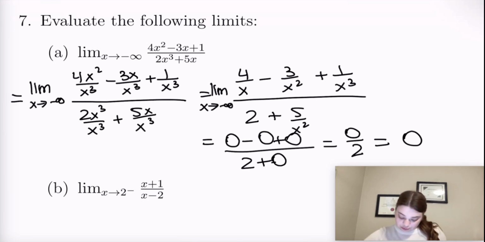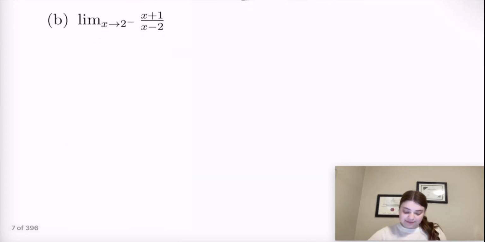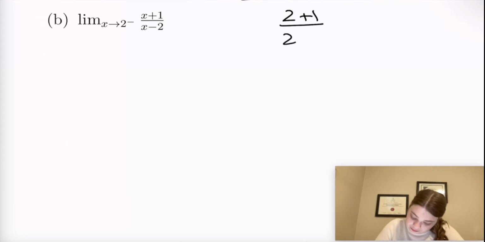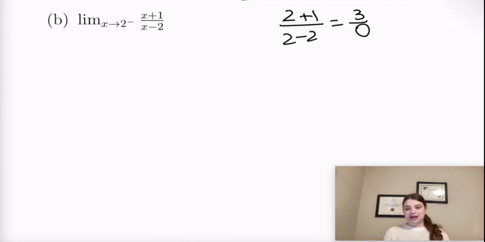All right, let's do part B. So part B asks about the limit as x approaches 2 from the left of x plus 1 over x minus 2. So if we use direct substitution, we get that 2 plus 1 over 2 minus 2 is equal to 3 over 0. And of course, this doesn't really make a lot of sense, so we can't actually use direct substitution. So what we'll do instead, since it's 2 from the left, is we're going to plug in a number that's very, very close to 2 without actually being 2.